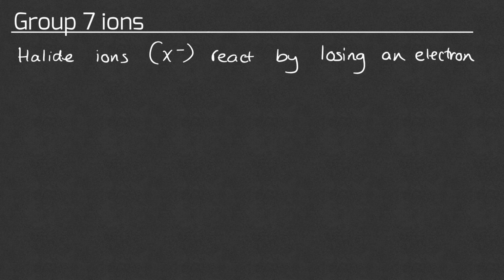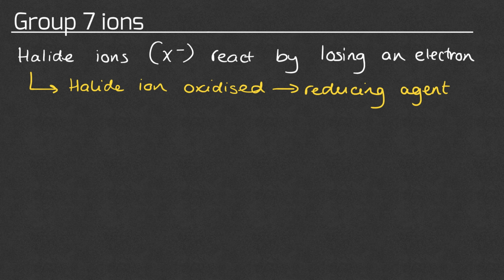So the group 7 ions will react by losing an electron because they've already got an extra electron, for example, Cl-. Since they react by losing an electron, this means they are being oxidised because oxidation is loss of electrons. This means we can say that halide ions are reducing agents because again, they're being oxidised, they're losing electrons, which means they've got to give that electron to something else, which means they're reducing something else, they're making another chemical gain an electron.